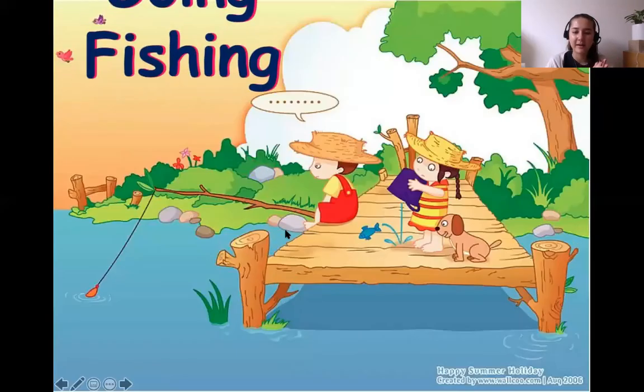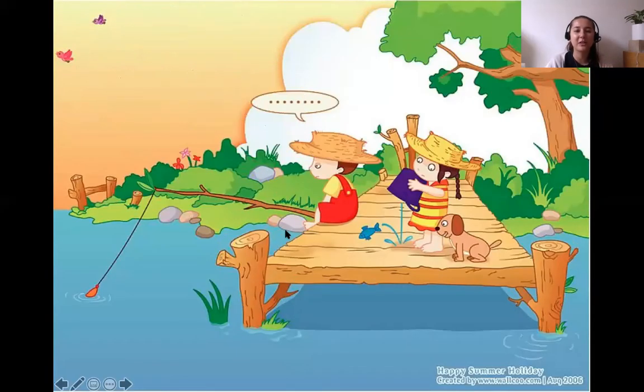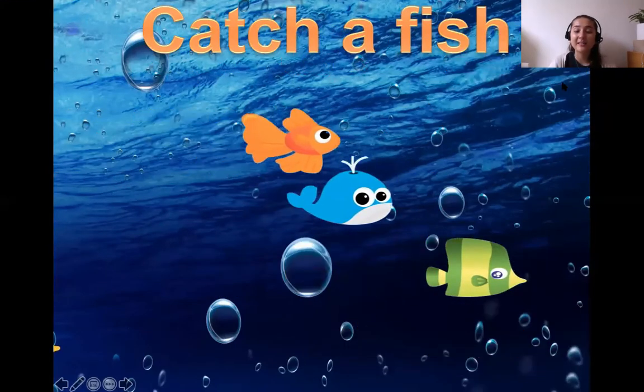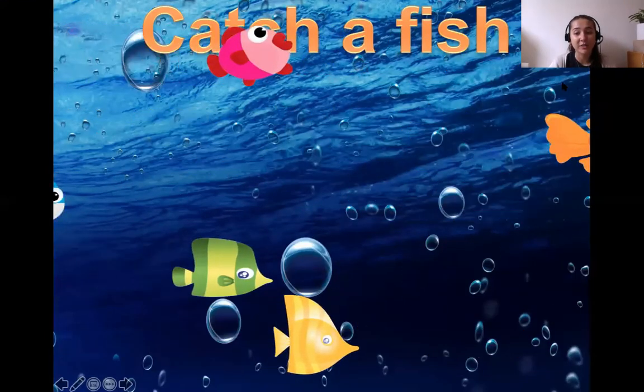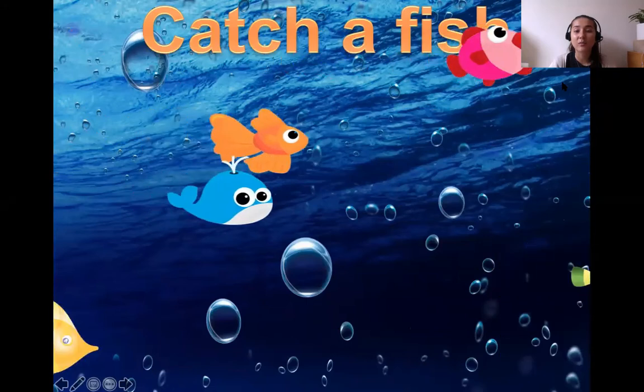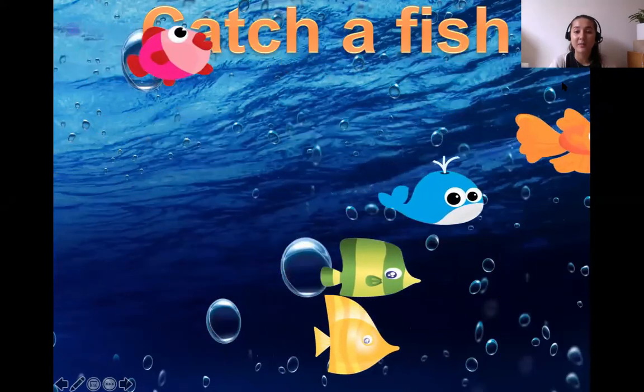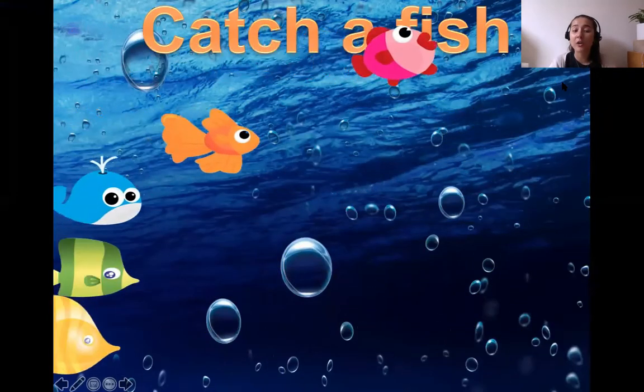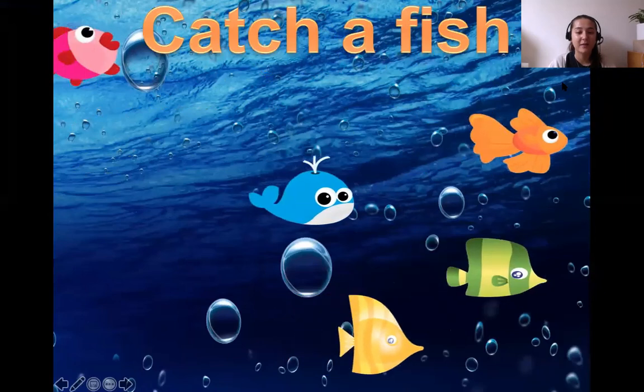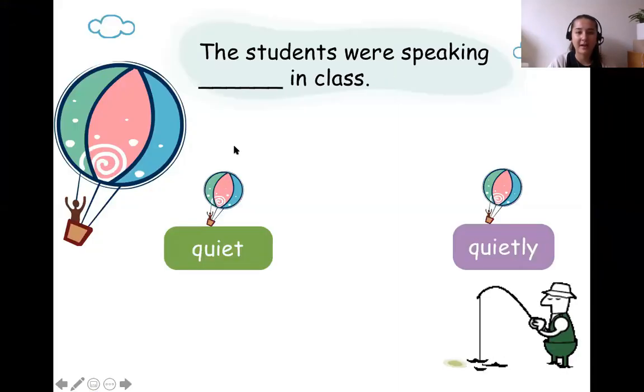Okay, guys. So we're going to play a game now. This is our game we're going to play. It's called Going Fishing. We're going to look at a sentence and it's going to have a missing word. Okay, you need to decide whether the word we're going to put in is going to be an adjective or is it going to be an adverb. Let's begin. Okay, have a look. The students were speaking in class. Quiet or quietly.